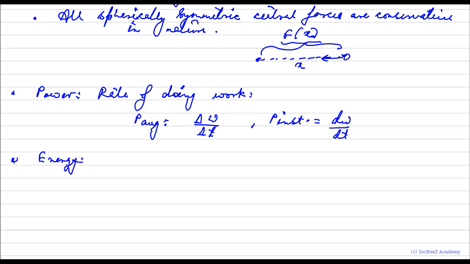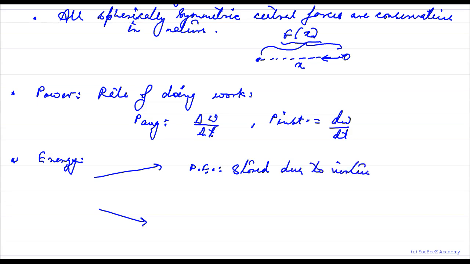Let us now move on to energy, defined as the capacity to do work. There are two kinds of energies. One is potential energy, the second one is kinetic energy. The potential energy is stored due to the virtue of position of a body.